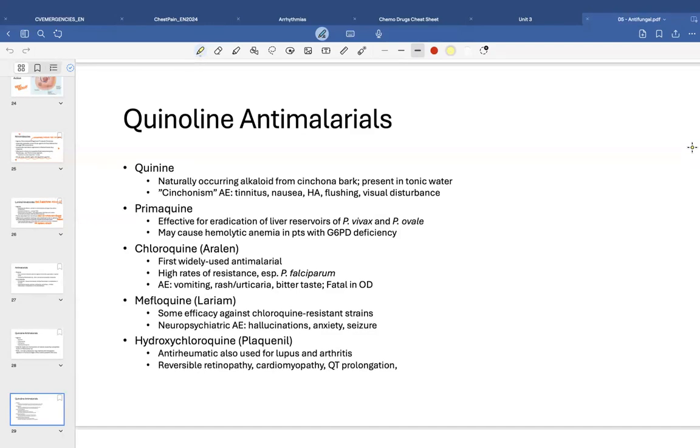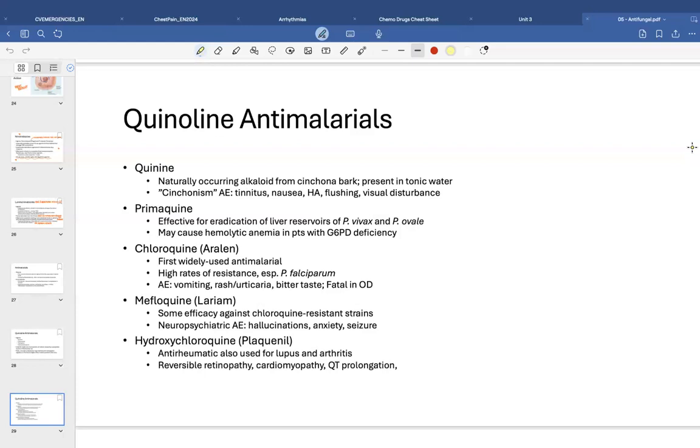Chloroquine really was one of the first widely used antimalarials, and if you look at malaria guidelines, chloroquine is generally your first-line agent. Mefloquine is an agent reserved for certain chloroquine-resistant cases. Hydroxychloroquine is also used in malaria, but also has some benefits for autoimmune disease like SLE, lupus, and rheumatoid arthritis. It's associated with retinopathy, cardiomyopathy, and QT prolongation, which is why we don't just give it for all cases.